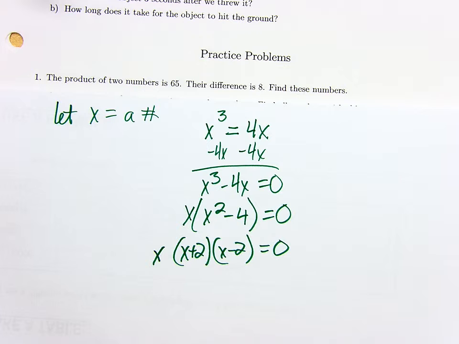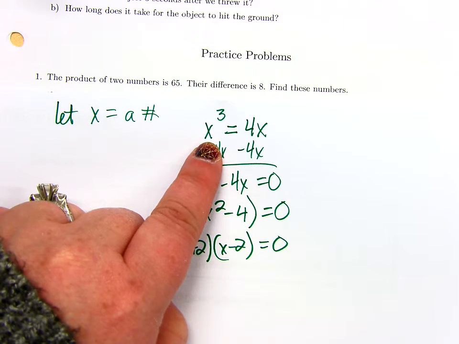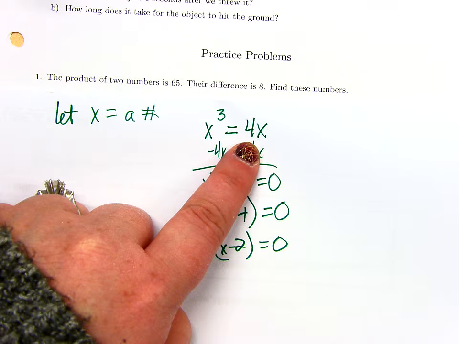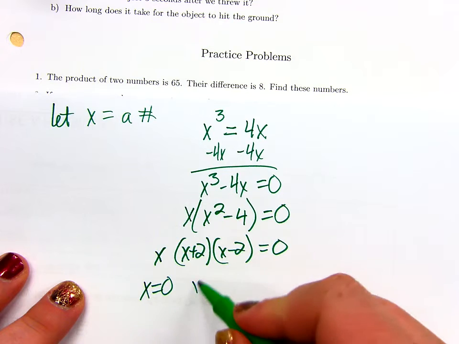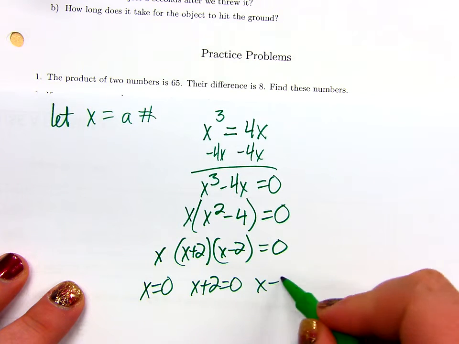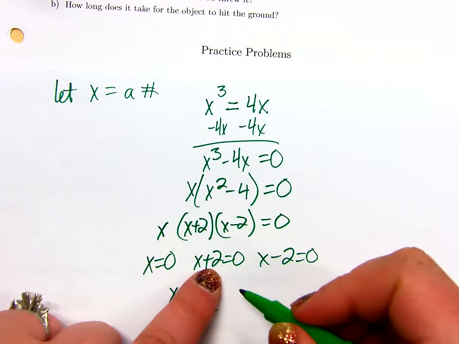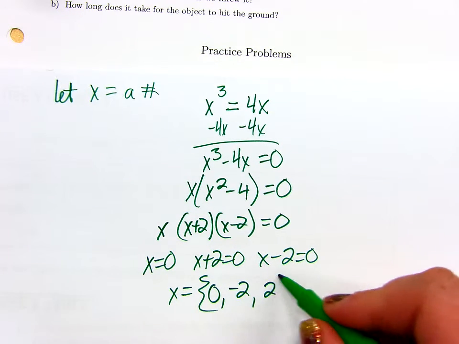I have factored it completely. Once you have factored something completely, what do you do? You set each factor equal to 0. It just so happens that x equals 0 is one of my answers. Doesn't 0 hold that property? If you take 0 and you cube it, what do you get? 0. And is that the same thing as 4 times 0? Yeah. So 0 is one of my answers. So I write x equals 0, I write x plus 2 equals 0, and I write x minus 2 equals 0. So I'm going to get 3 answers this time. Just 0 is one of them. The other one that I get from this is negative 2, and that one will give me positive 2.